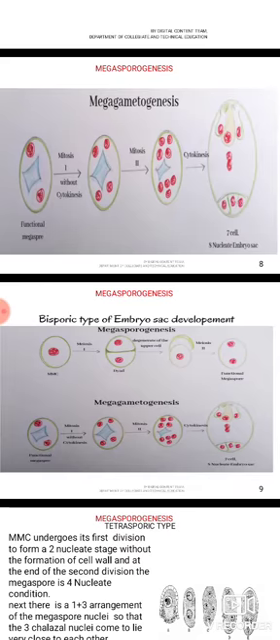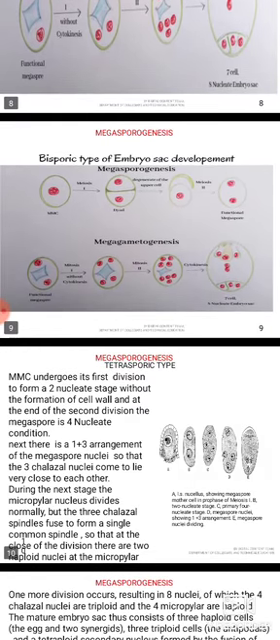Coming to the tetrasporic type. Here, the megaspore mother cell undergoes first division to form a two nucleate stage without the formation of cell wall. And at the end of the second division, the megaspore is 4 nucleate. Next, there is a 1+3 arrangement of the megaspore nuclei so that the three chalazal nuclei come to lie very close to each other.